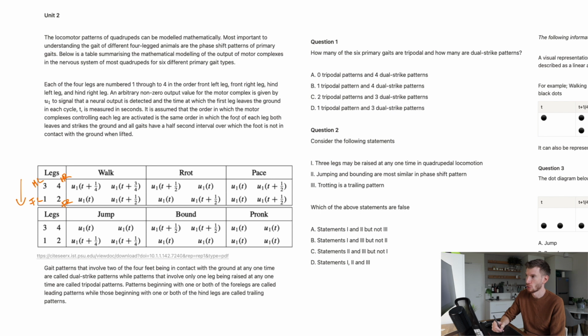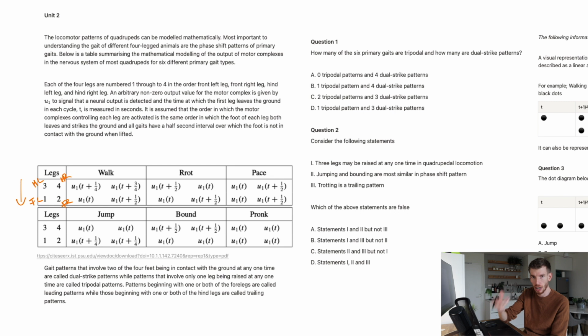It's assumed that the order in which the motor complexes controlling each leg are activated is the same order in which the foot of each leg both leaves and strikes the ground. And all gaits have a half-second interval over which the foot is not in contact with the ground when lifted. Okay, cool. So we've got a few rules hidden in there, but basically that's actually a simplifying rule, just saying if it goes in the sequence 1, 2, 3, 4, that means the legs leave the ground in the order 1, 2, 3, 4, and they hit the ground again in the order 1, 2, 3, 4.